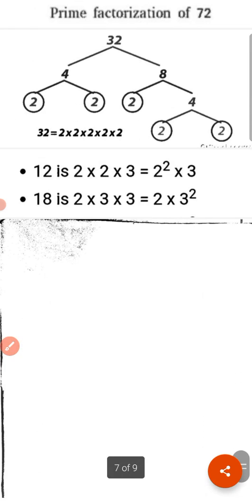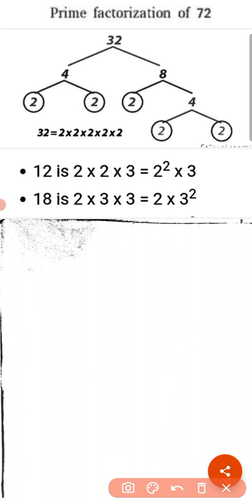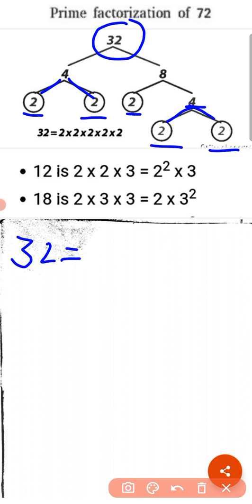Our next question is 32. Split 32 as 4 and 8, 4 eights are 32. Again split this 4 as 2 and 2, and 8 as 2 into 4. Since 4 is a composite number, continue our division. We can split 4 as 2 into 2. So what is the prime factorization of 32? 2 into 2 into 2 into 2 into 2.